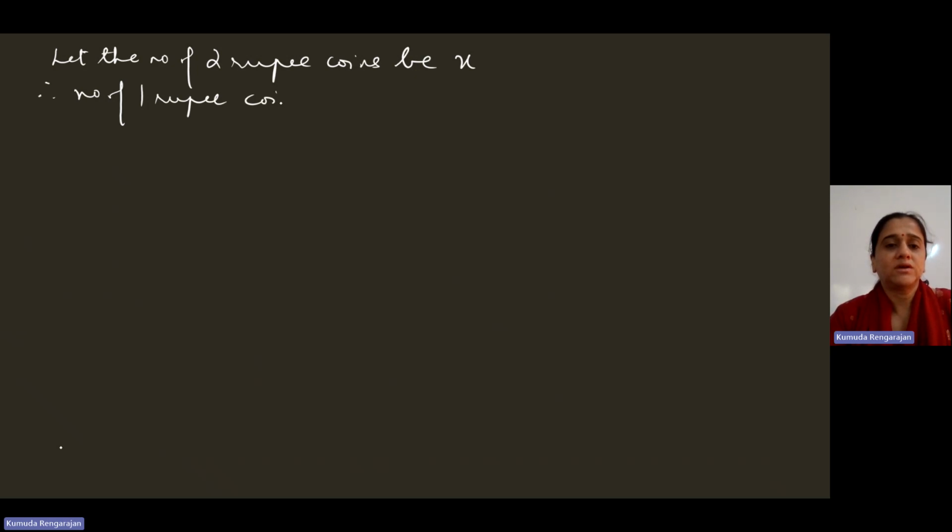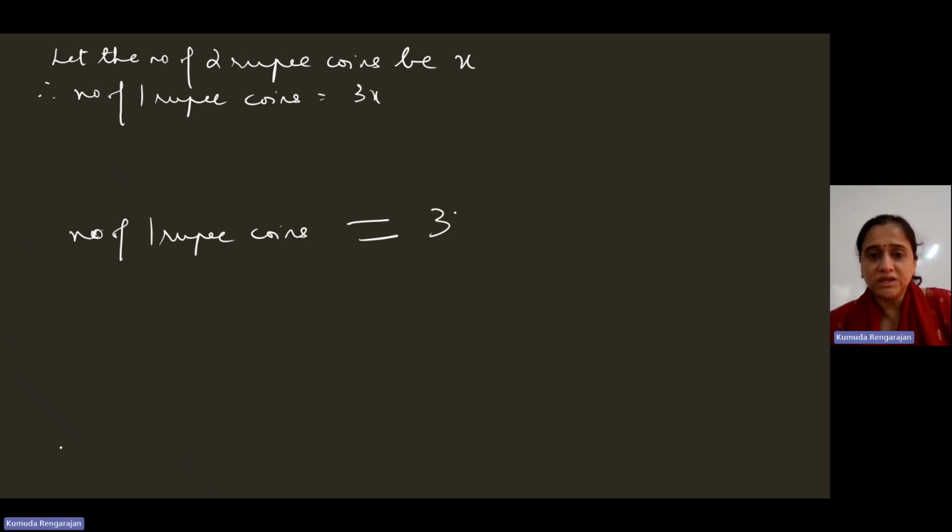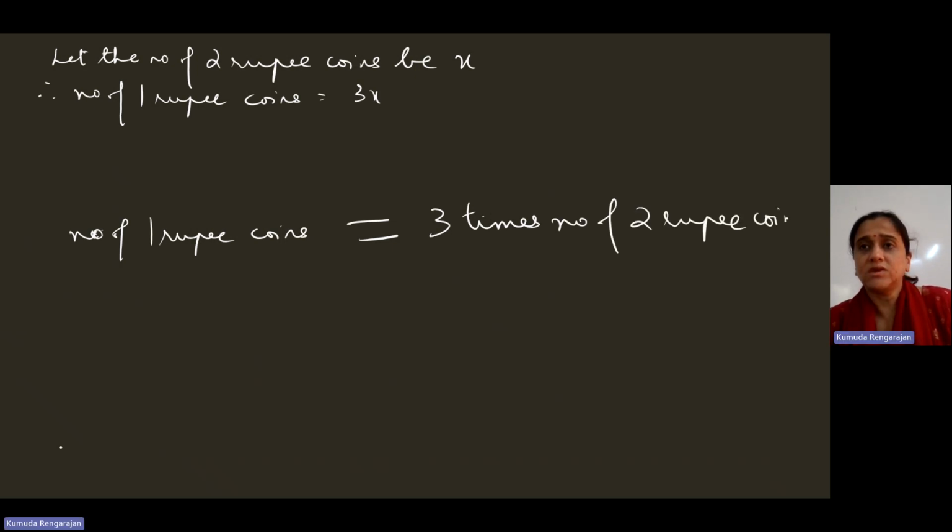So what did we assume here? Let the number of 2 rupee coins be x. Therefore, the number of 1 rupee coins is equal to 3x, because it is given in the question that the number of 1 rupee coins is 3 times the number of 2 rupee coins.